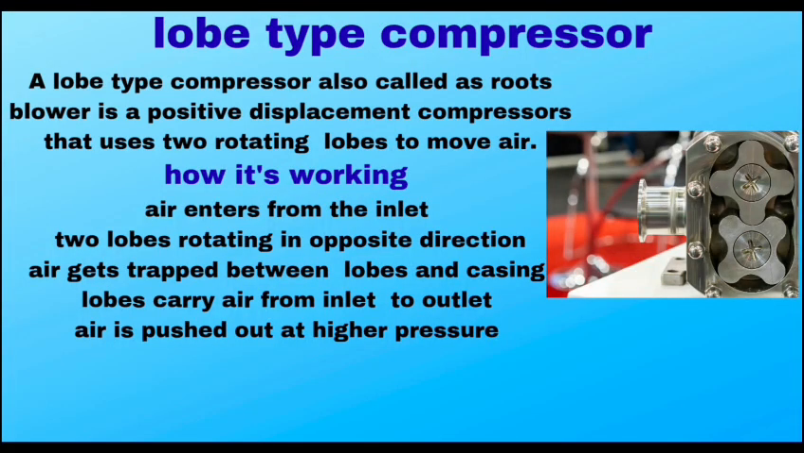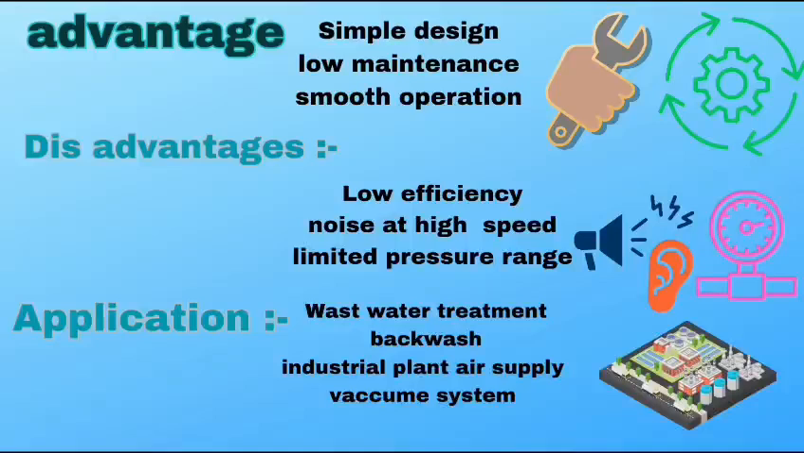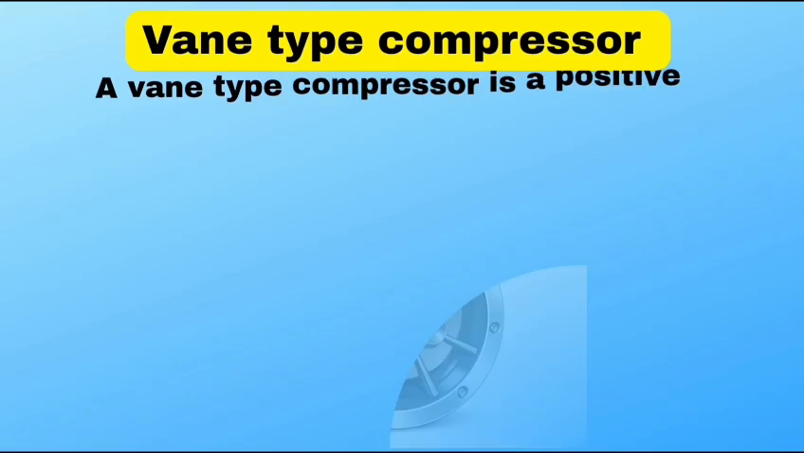No compression happens inside the chamber. Pressure is increased mainly at the outlet. Advantages of the lobe compressor are simple design, low maintenance, and smooth operation. Disadvantages of the lobe compressor are low efficiency, very high noise, and a limited pressure range. Applications: wastewater treatment, pneumatic systems, and vacuum systems.